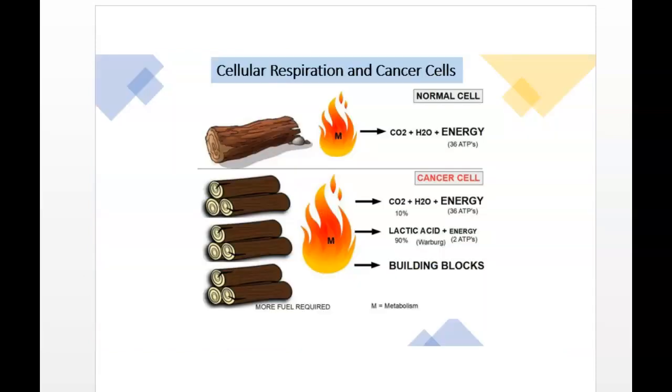In brief, we know that in normal cell respiration, a cell is going to take in glucose and go through all the different steps of cellular respiration. It's going to give off the waste products of carbon dioxide and water, but it's going to produce a lot of energy, especially in the last part of the cycle, oxidative phosphorylation.